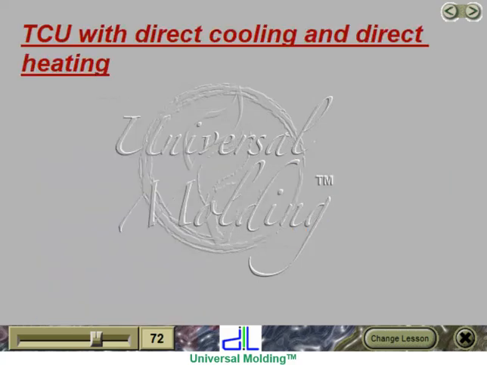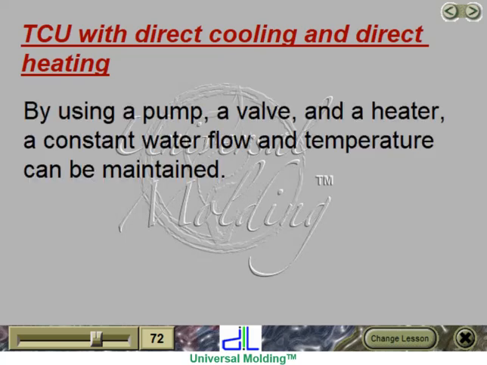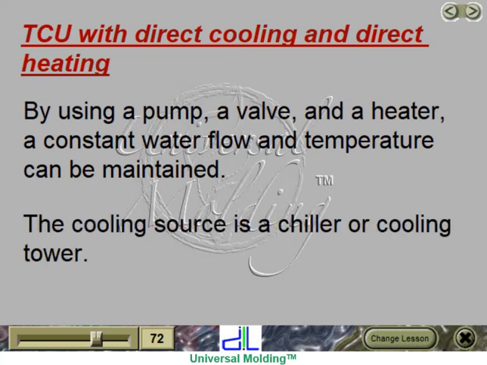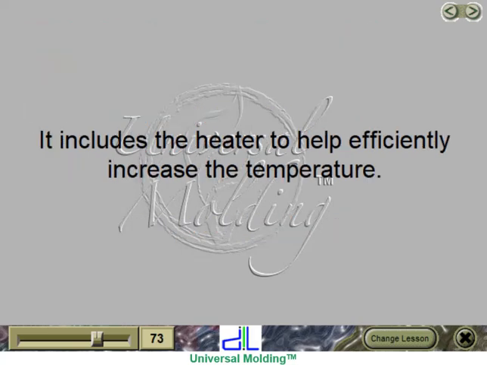TCU with direct cooling and direct heating. By using a pump, a valve, and a heater, a constant water flow and temperature can be maintained. The cooling source is a chiller or cooling tower. It includes the heater to help efficiently increase the temperature.